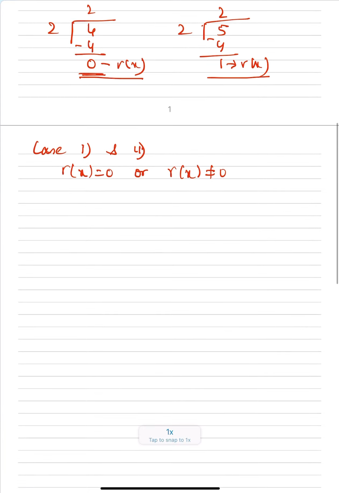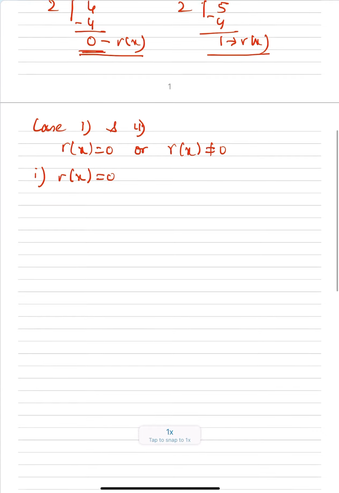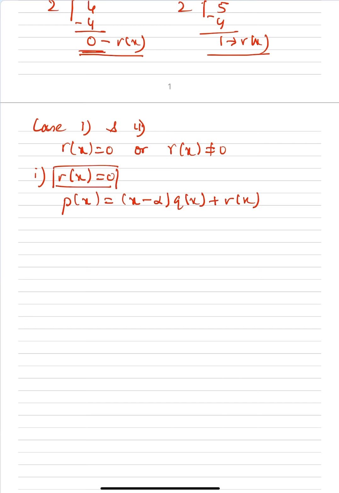Now let us take the first one, that r of x is equal to 0. Then what will happen? First let me write the equation that p of x is nothing but x minus alpha into q of x plus r of x. We are taking the condition r of x is equal to 0, so we'll put r of x as 0. So we will get x minus alpha into q of x.